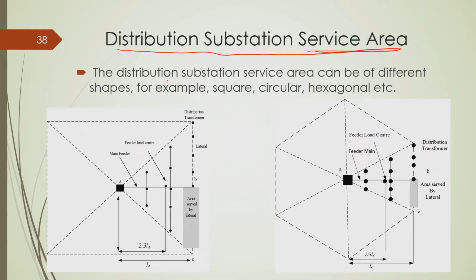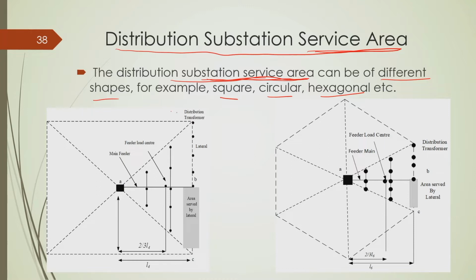As we know, the distribution substation service area means the area which a substation serves, or the area under a particular substation. So, we call it the substation service area. It can be of different shapes: square, circular, hexagonal, or any shape. But here we will try to understand two different shapes for the service area under a particular substation.